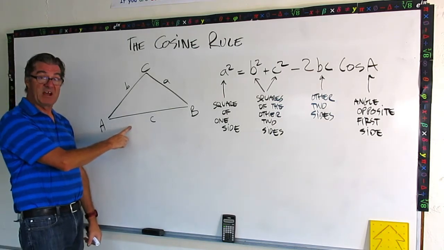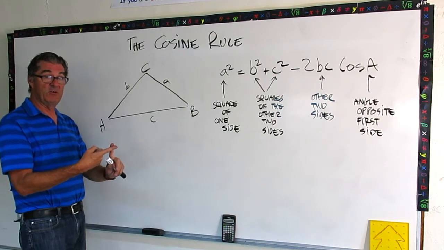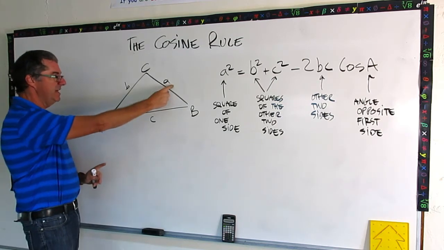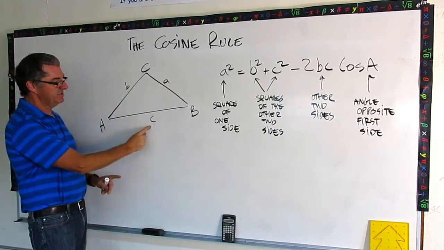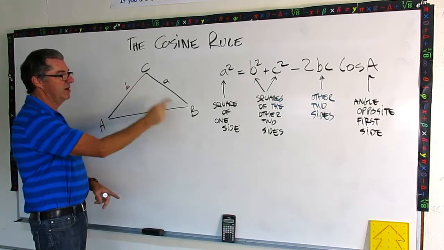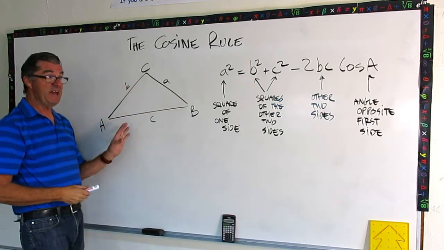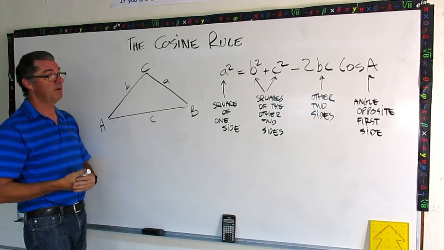Same type of diagram that we did in the area formula for a triangle rule and in the sine rule. Little a across from big A, little c across from big C, little b across from big B. It's got to be that way. If you don't do that, you're going to mess up on these problems.